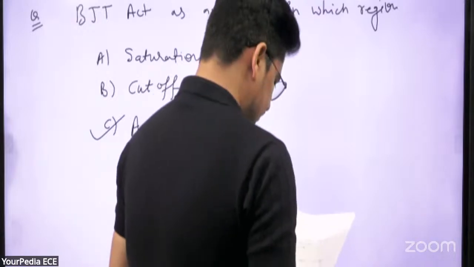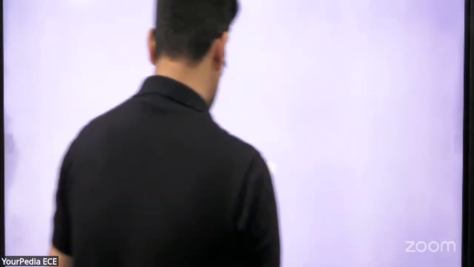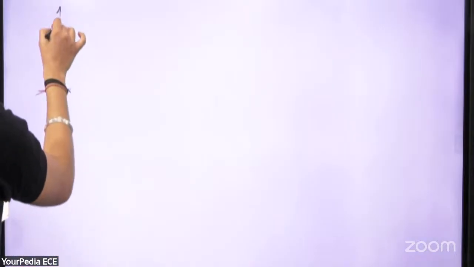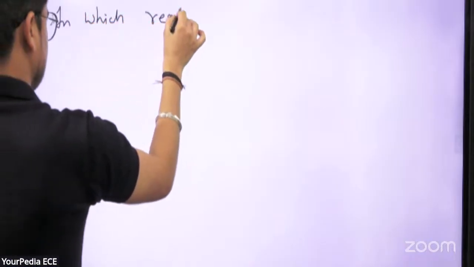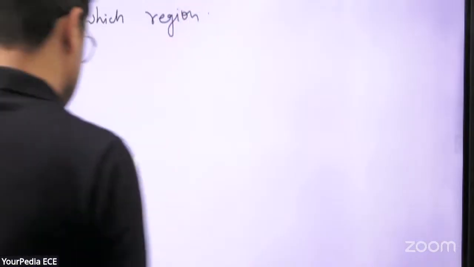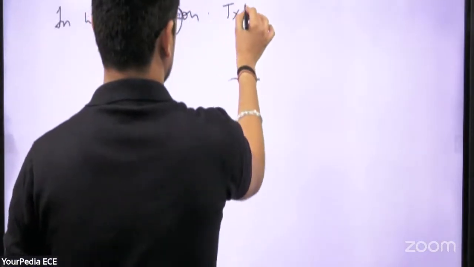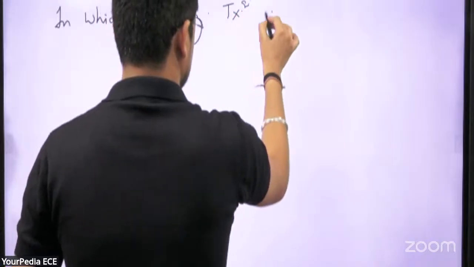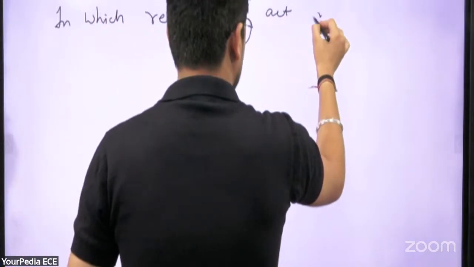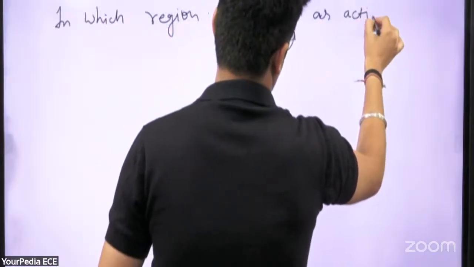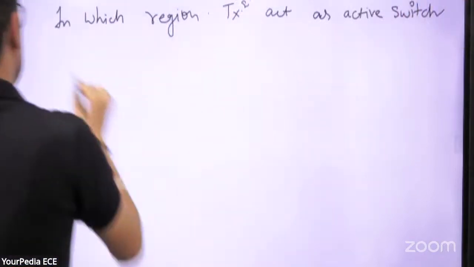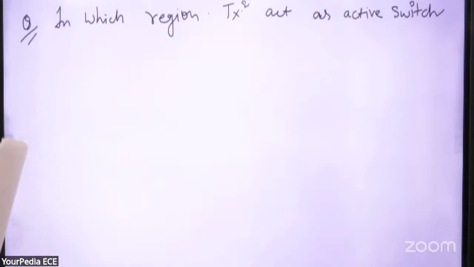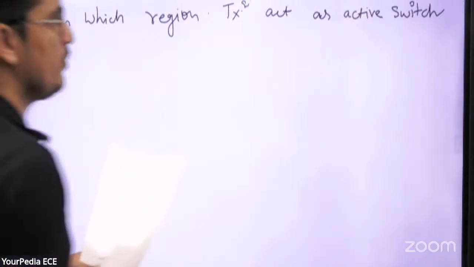One more question. That is, in which region does a transistor act as an active switch? Transistor acts as a switch, on or off, right?